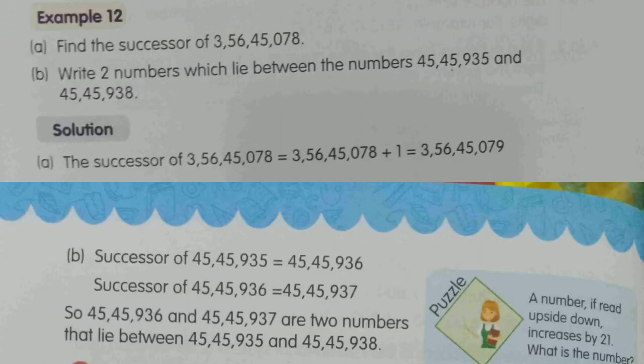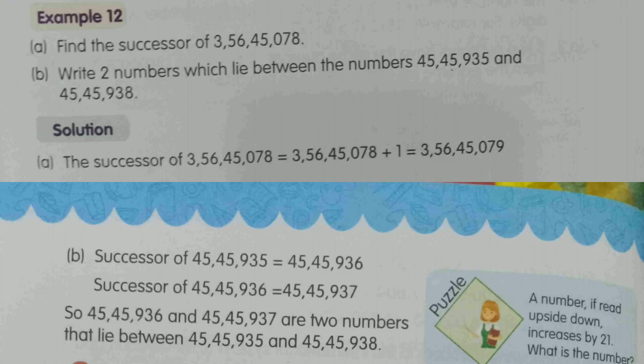Example number 12 says: find the successor of 35645078 and write two numbers which lie between 4545935 and 4545938. Let's start with part A. We need to calculate the successor of 3,56,45,078, and for this we just add 1 to the given number. When we add 1 to 3,56,45,078, we get our answer as 3,56,45,079. Moving on to part B.